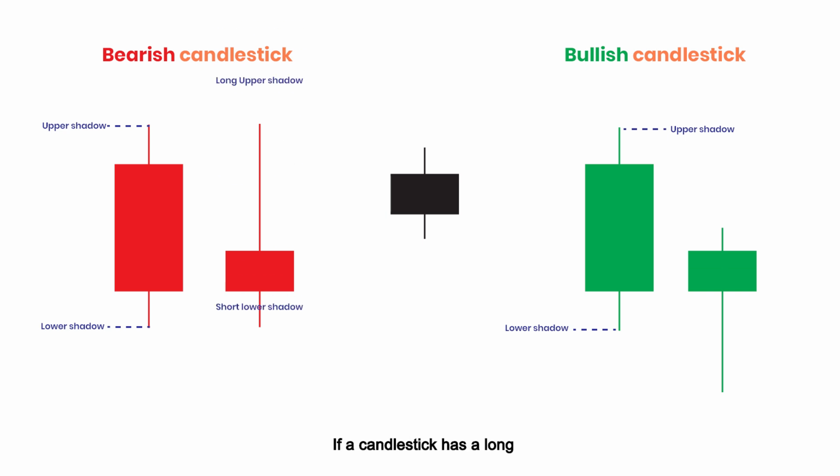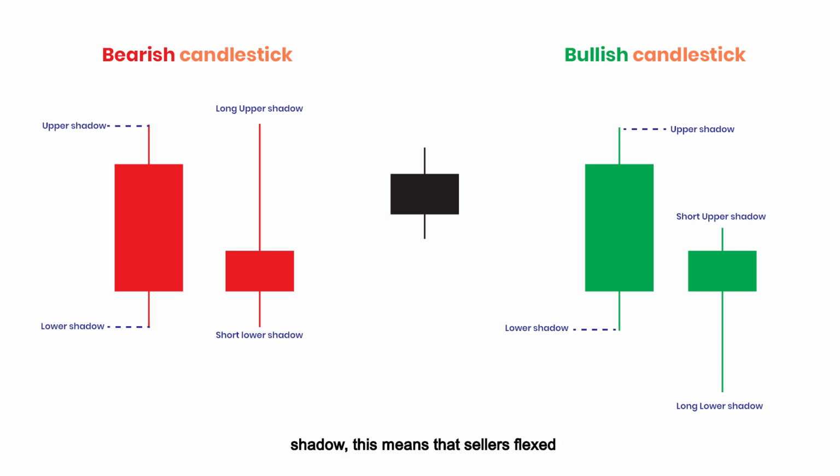If a candlestick has a long upper shadow and a short lower shadow, it means buyers flexed their muscles and bid price higher, but for one reason or another sellers came in and drove price back down. If a candlestick has a long lower shadow and a short upper shadow, this means that sellers flexed their muscles, but for one reason or another, buyers came in and drove price back up.